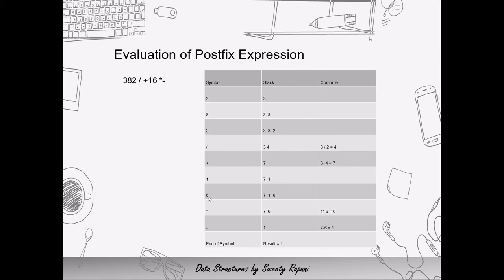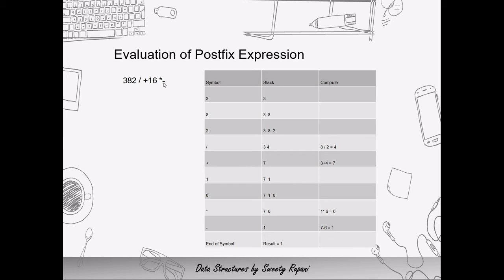Come across 6. Again it's an operand, so it is pushed onto a stack. The next symbol that comes is the multiplication sign. Whenever you see an operator, you'll have to pop two elements out in such a way that the first element popped becomes the second operand and the second element popped out becomes the first operand. So we compute 1 multiplied by 6 resulting in 6.